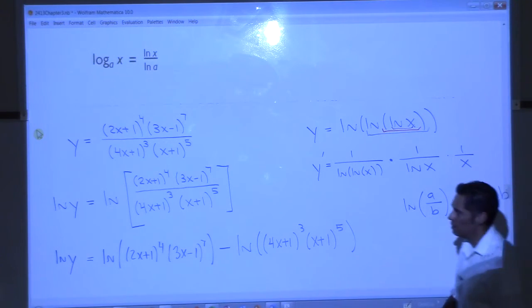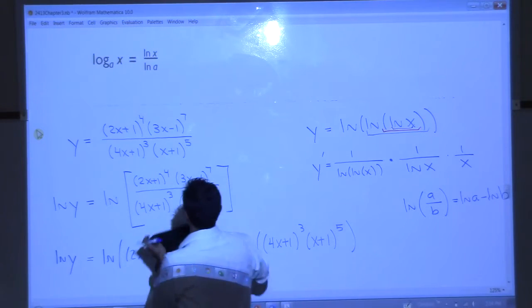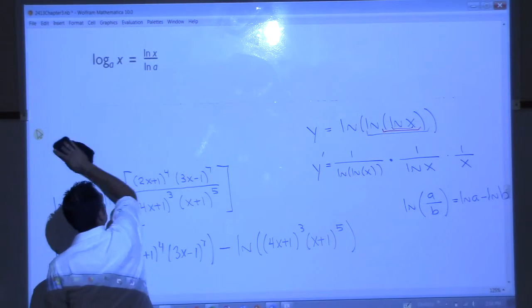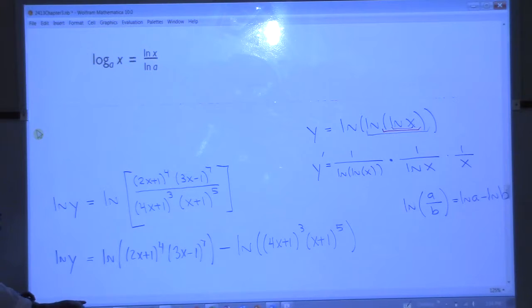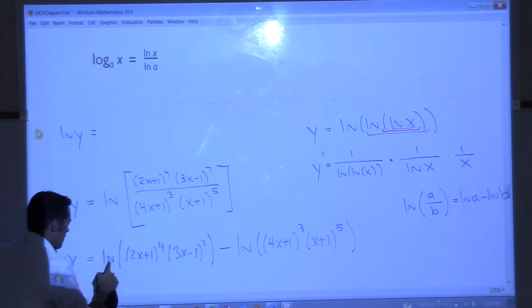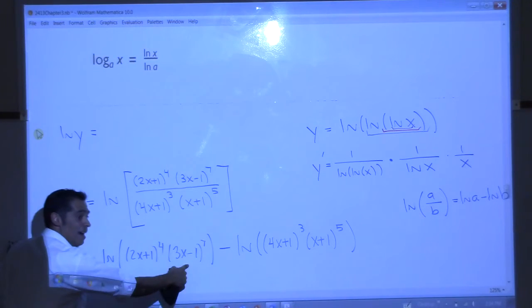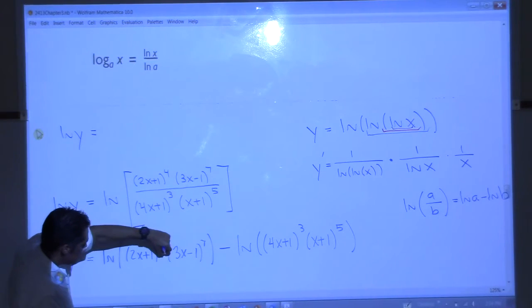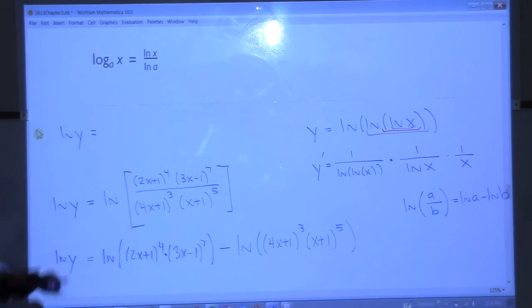Now, I'm going to keep going. Are there any questions on that? Okay, natural log of y equals. All right, we have natural log of something times something, right? I have multiplication here, which means I can split that into two logs.